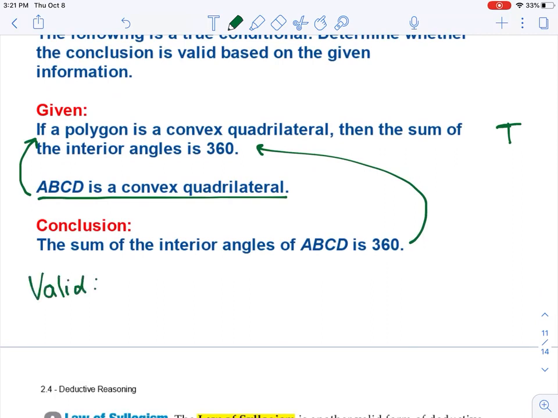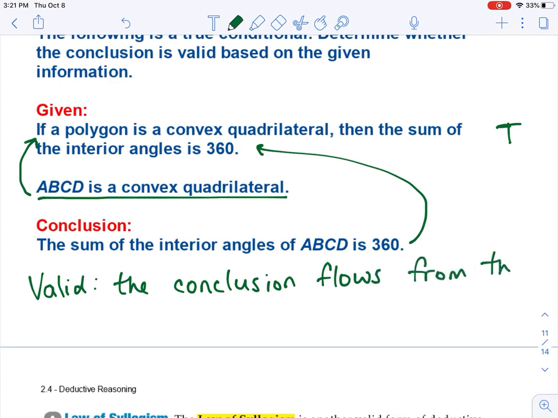And then my reason here, it doesn't say we need a reason, but I could go ahead and say that the conclusion flows from the given information.